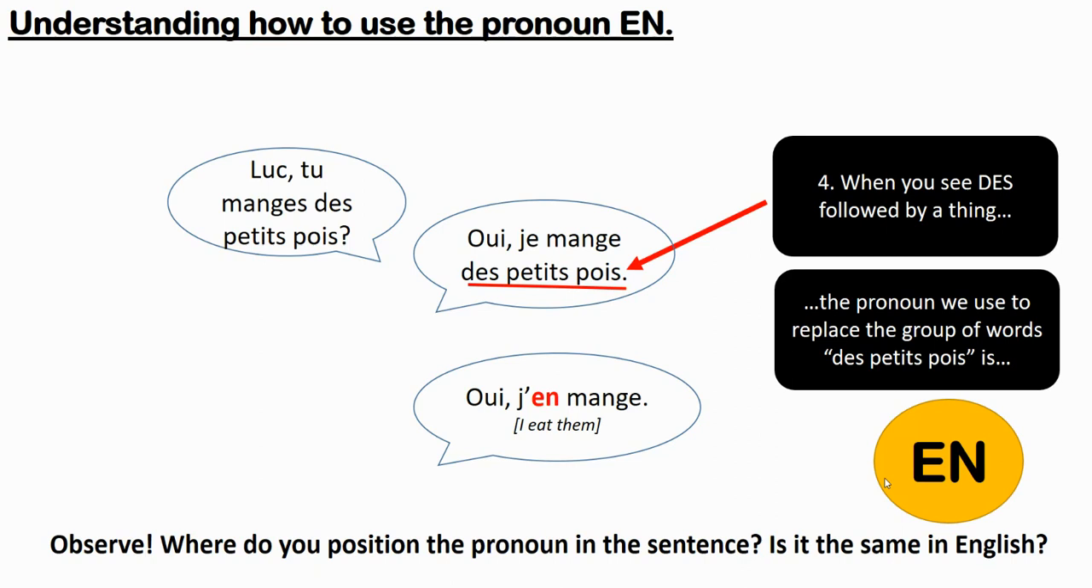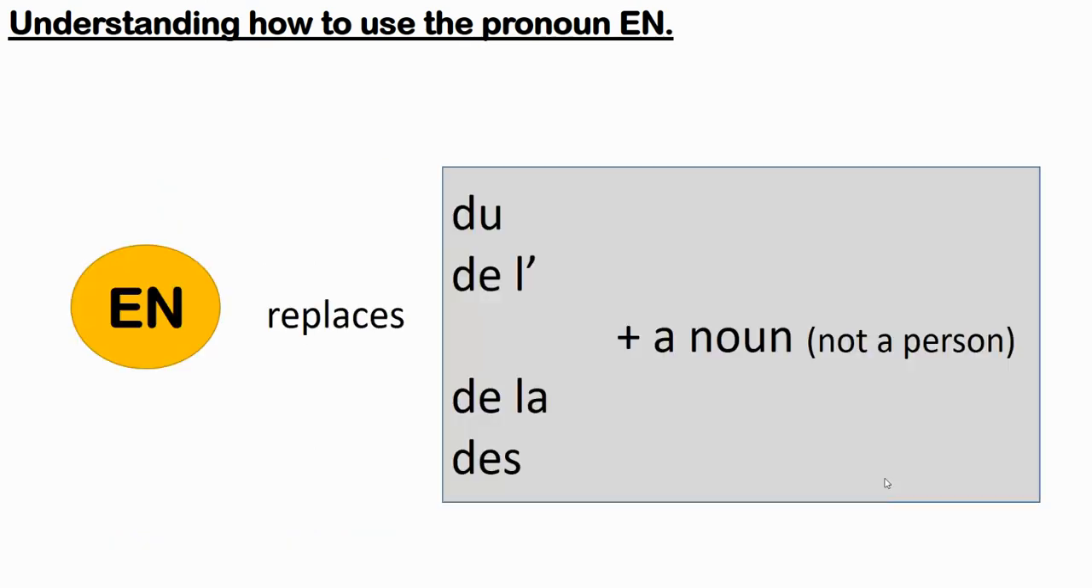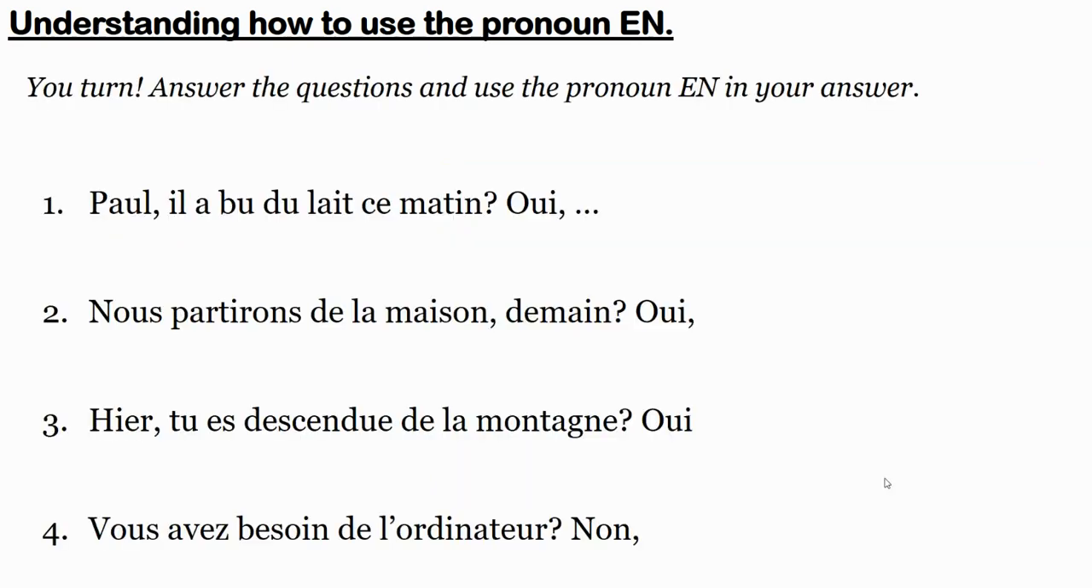That's it. But of course, des is the plural of, I hope you remember, du, de l'apostrophe, or de la. Therefore, en replaces all of them, du, de l'apostrophe, de la, and des, followed by a noun, and not a person, which is very important to remember. Okay, take a pen and a paper. You can pause the video and try to answer the following questions using the pronoun en in your answer.